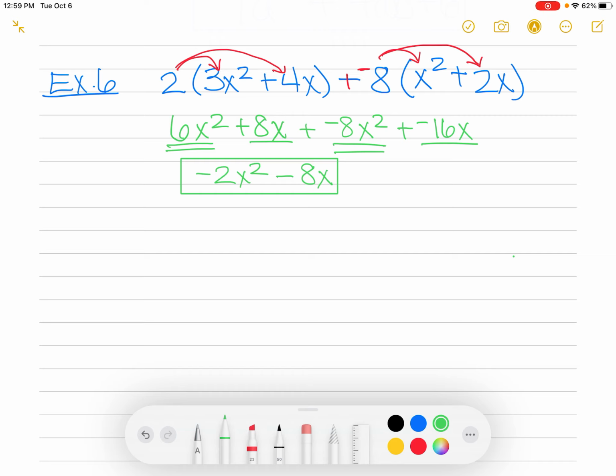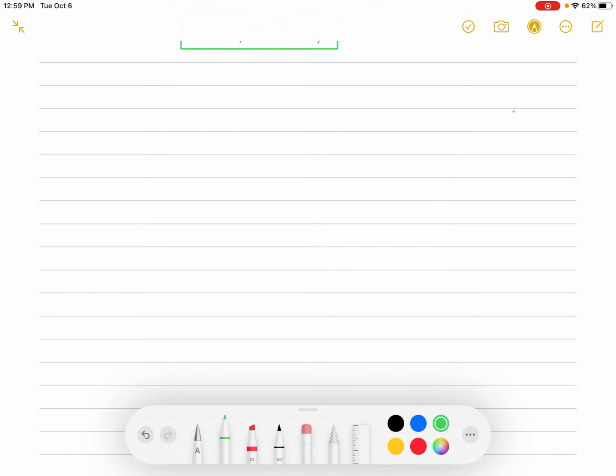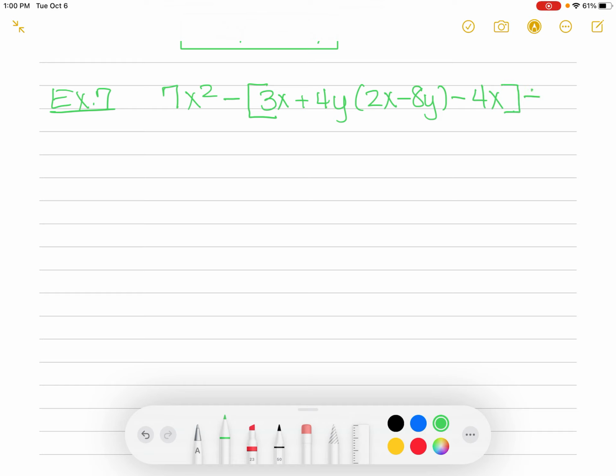Okay, we have two more. This next one, example 7, looks really complicated, but it's not as hard as it looks. I have 7x squared minus, and then a bracket, okay, some of y'all don't like seeing those brackets, but that's the way it is, (plus 4y times 2x minus 8y minus 4x) bracket plus 5xy.